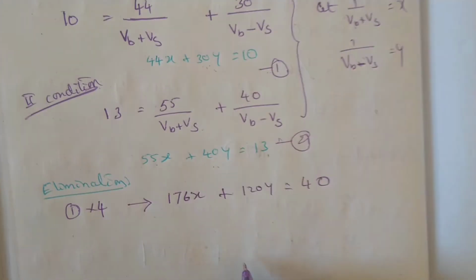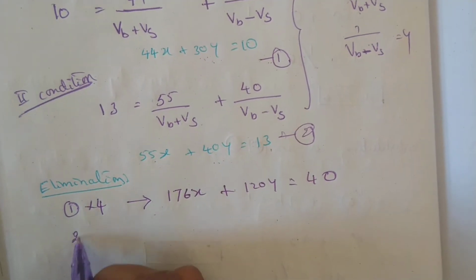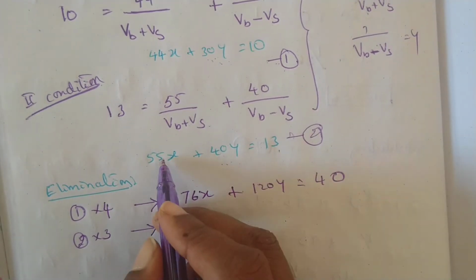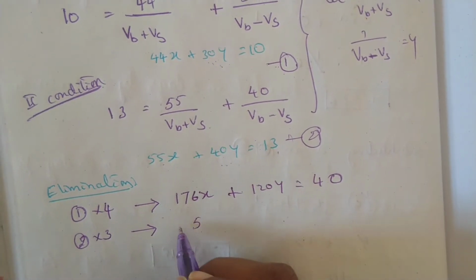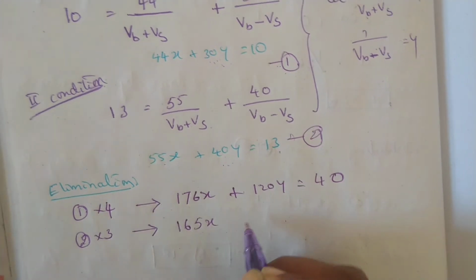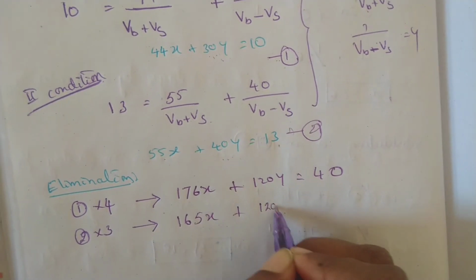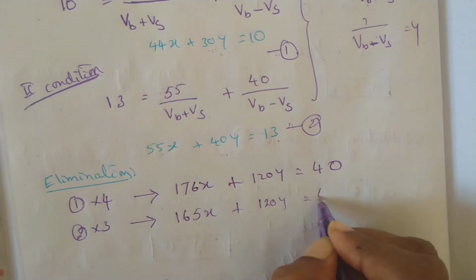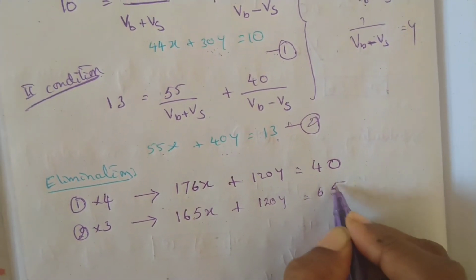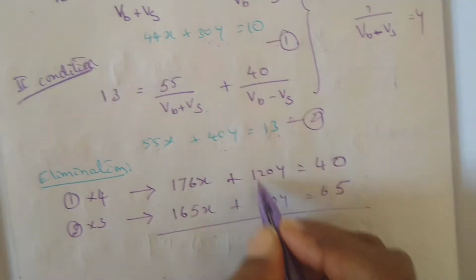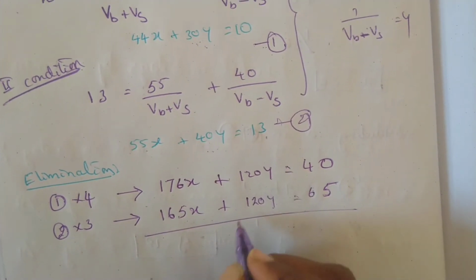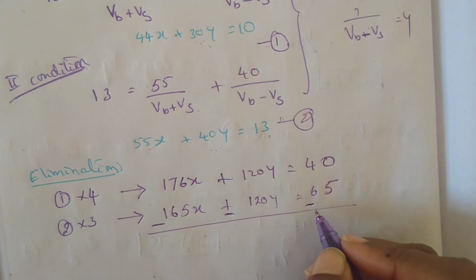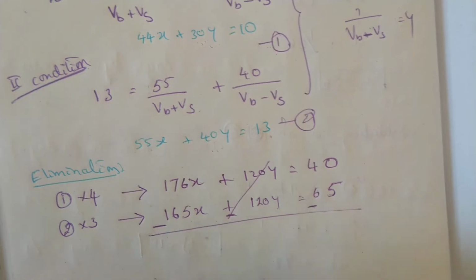Clear? Alright, now next one. The second equation we have to multiply with 3. So multiplying with 3, 5 3s are 15, so 165x plus 120y is equal to, 5 13s are 65. Okay, so here both are of the same sign. What should be done? Subtraction should be done. So you have to subtract in order to eliminate. So these two will get cancelled.